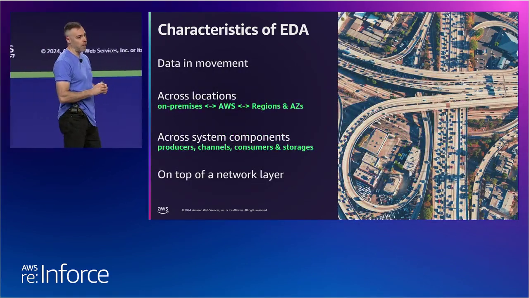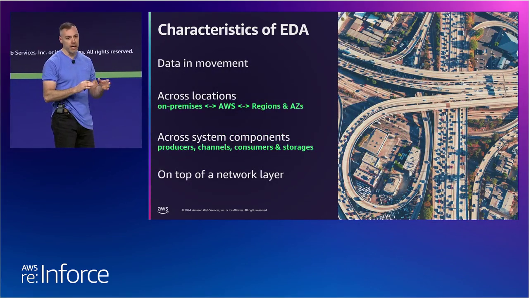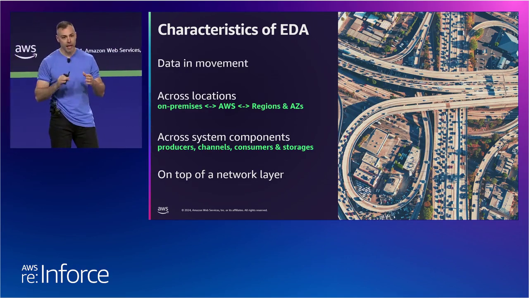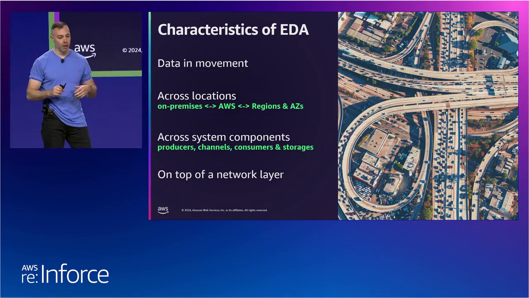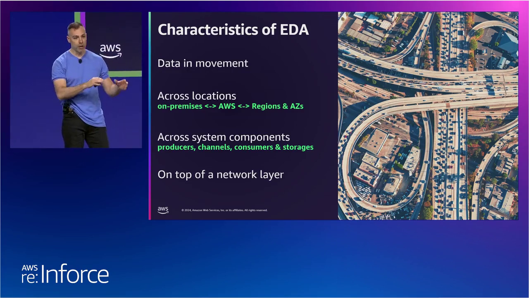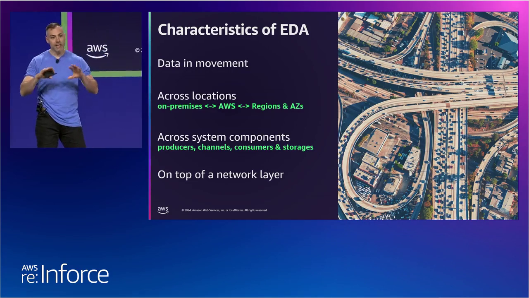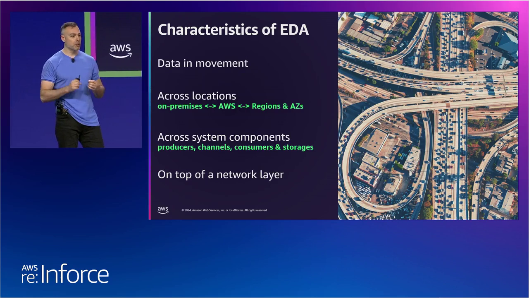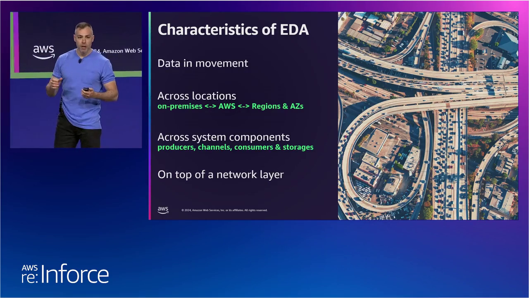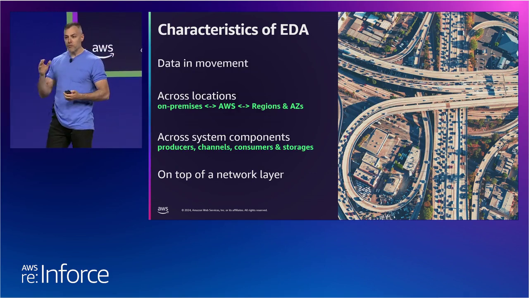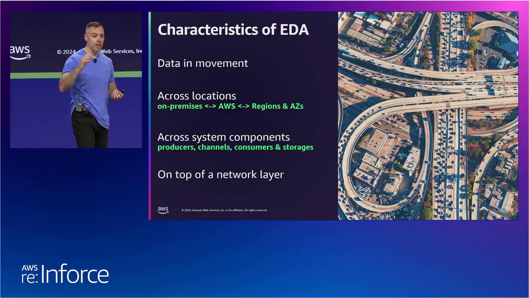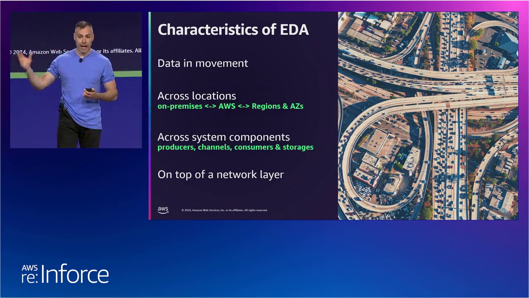In short, the big difference between this and most classical systems is that there's a lot more data in movement. There are events moving from one component to another. There are detached components, but there's also a lot of movement between different locations. Those locations could be your legacy application or your mainframe that is still sitting in your data center that would transmit information to the cloud.